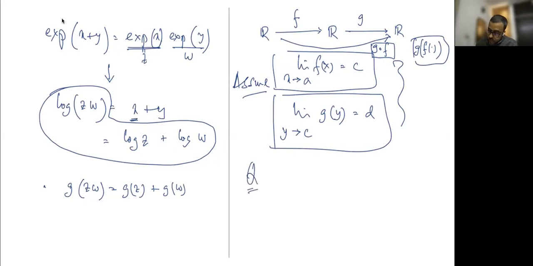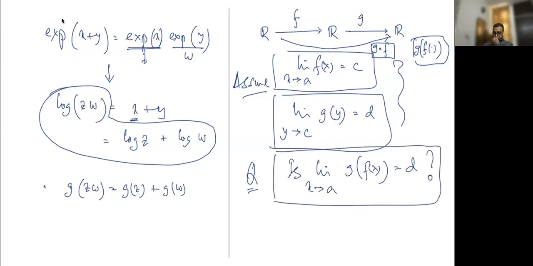So question: if f goes to a limit as x goes to a, and that limit is c, and g(y) goes to d as y goes to c, will the limit of the composition be d? Yes. Okay, why?